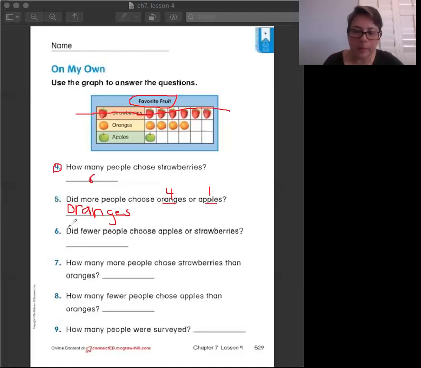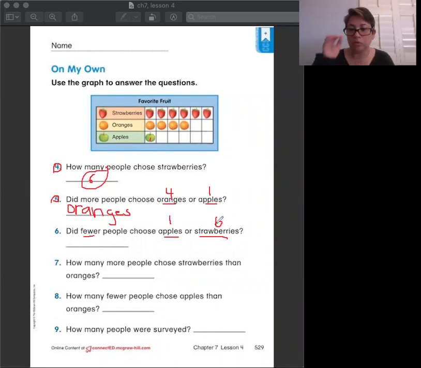Now, this one is a little bit more interesting than number 5. Number 6 says, did fewer people choose apples or strawberries? They want to know which number was less. So let's take a look. Apples, how many? 1. Strawberries, how many? All right, now let's get rid of this line because now we do want to see the strawberries. 1, 2, 3, 4, 5, or 6, or I can look here, 6. So I know 6 people chose strawberries.